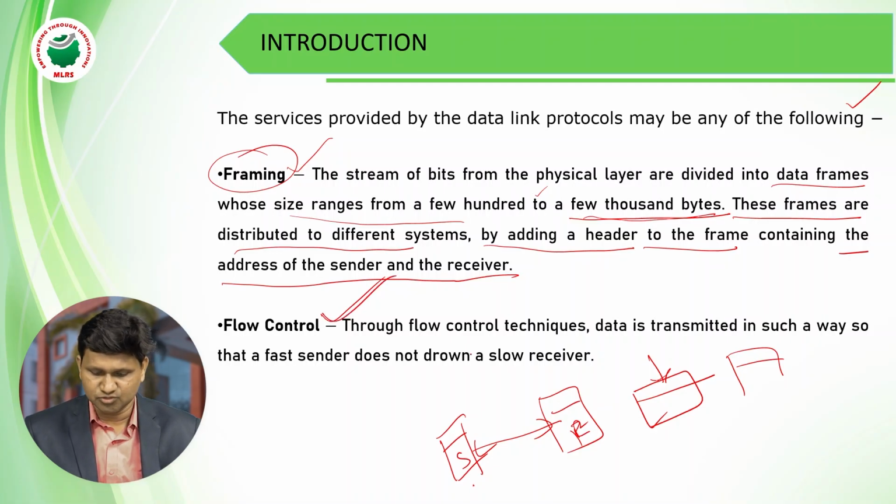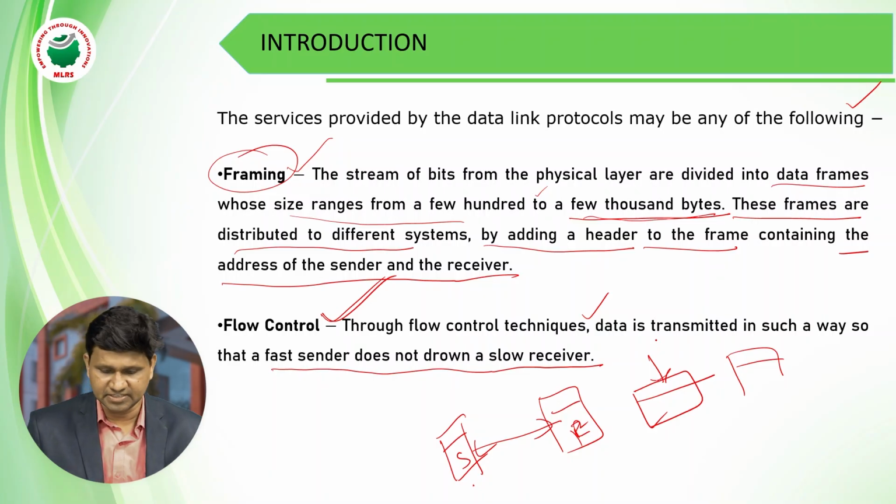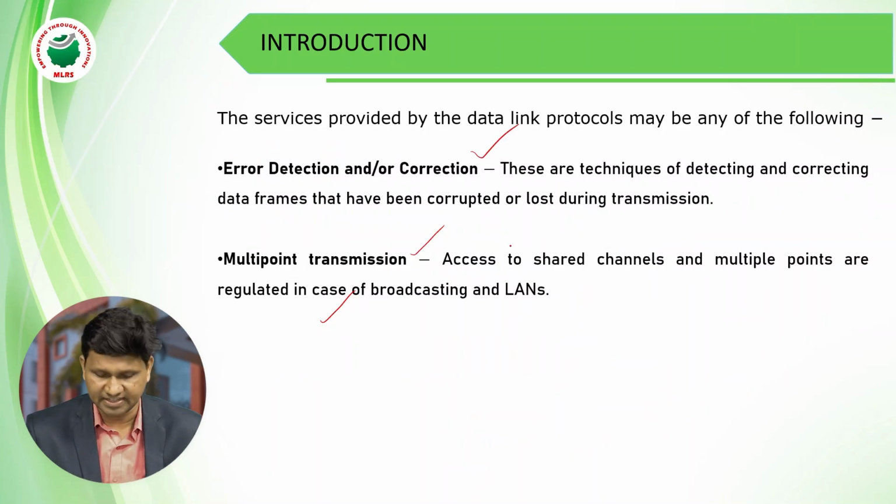Next, flow control. Through flow control techniques, data is transmitted in such a way that a fast sender does not overrun a slower receiver. The timing of sending data is also required. Suppose within a time period we have to send the data. If I send the data today and you receive the data tomorrow, it's meaningless, right? That's the reason flow control is also important in the data link layer. Through flow control techniques, data is transmitted in such a way that a fast sender does not overrun a slower receiver.